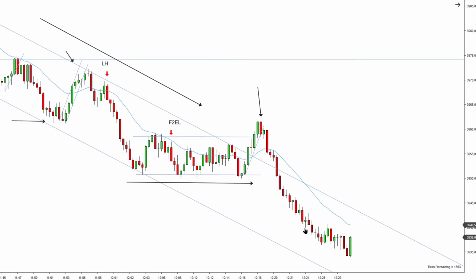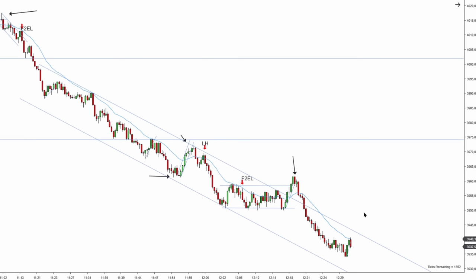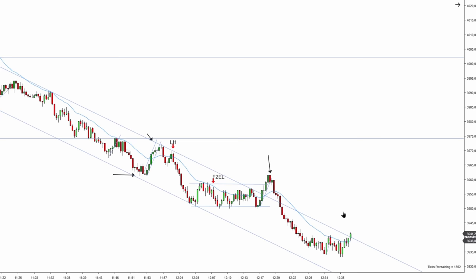So at this point on, I have a break and new low even for this channel. So I need to respect the correction a little bit. Okay, so I'm not taking any shorts. I'm just being patient here. We're correcting. I'm going to redraw the uptrend.